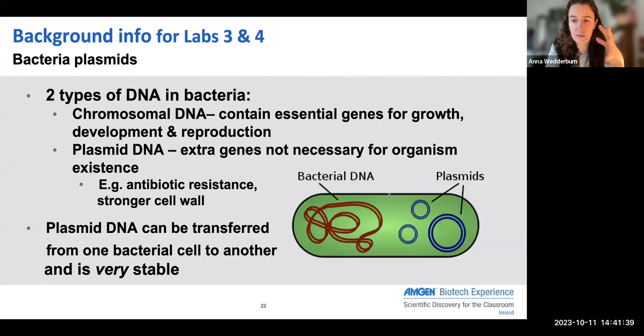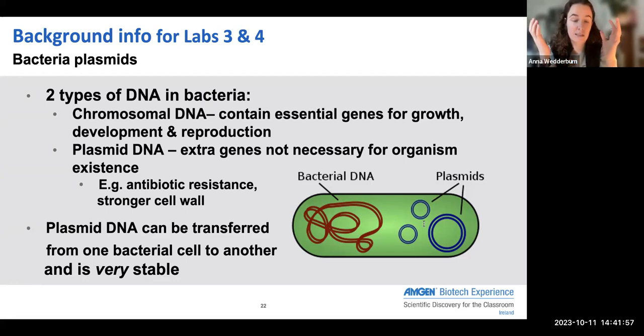Plasmids are really cool because they can transfer from one bacteria to another to help their friends also become resistant to antibiotics or to have a stronger cell wall. And because of this, plasmids are really, really stable, meaning that they don't fall apart or degrade easily. So due to their stability, they can be easily used in labs by scientists.